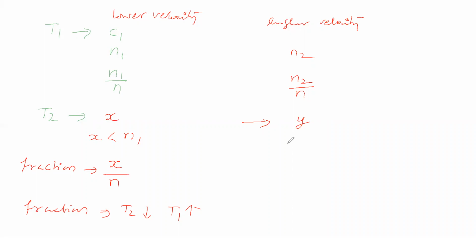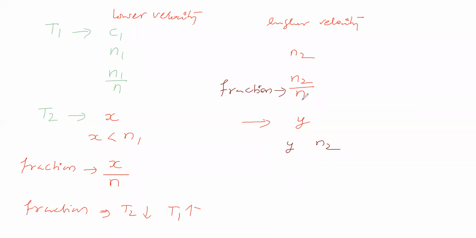Sir, how will Y and N2 be related? That we will see. Now look at the higher velocity side. When the temperature is T1, N2 gaseous molecules are having higher velocity. Now the fraction of gaseous molecules is N2 by N. N2 is the number of molecules, N is the total number of molecules. N2 by N is called the fraction of molecules having higher velocity.